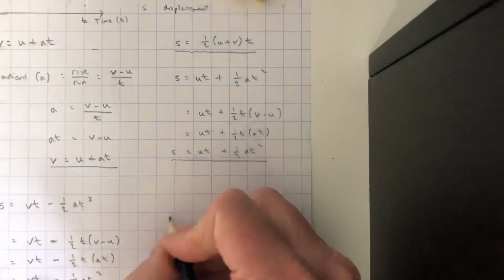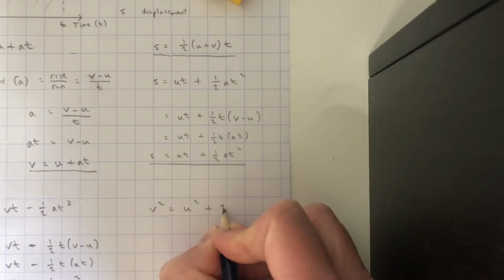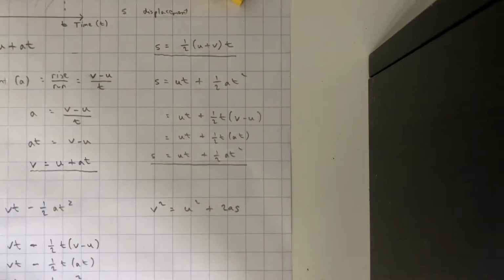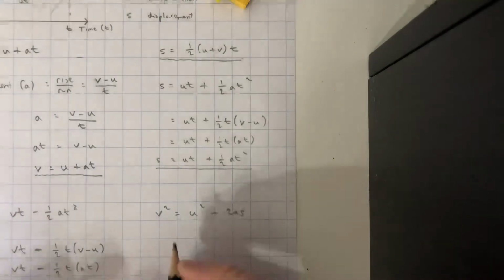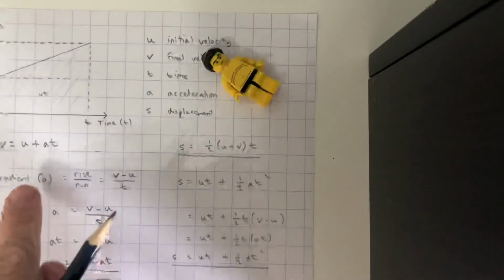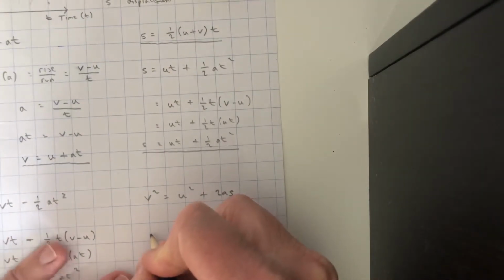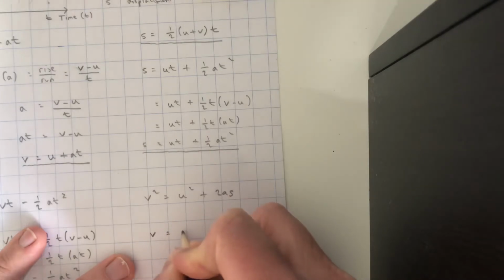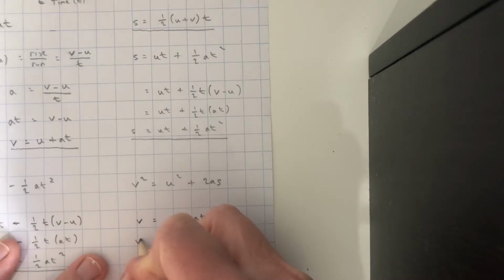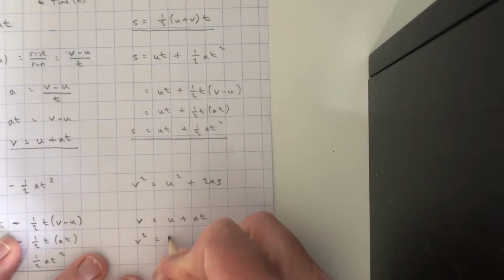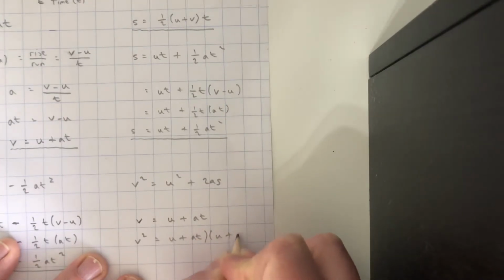The last one I'm going to deal with is V squared equals U squared plus 2AS. Again, really useful one, we actually use a lot. In the case of this one, we don't need to particularly look at the graph, but what we'll do is start with the initial one, V equals U plus AT. We know that to be true, so if we go to V equals U plus AT, and we square both sides, we get V squared equals U plus AT multiplied by U plus AT.